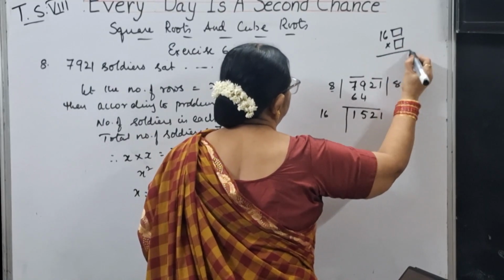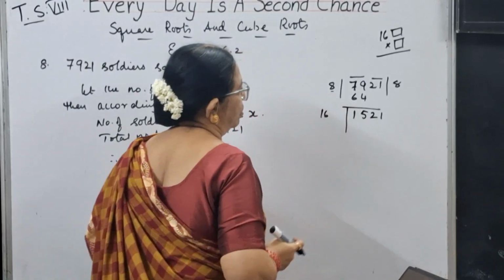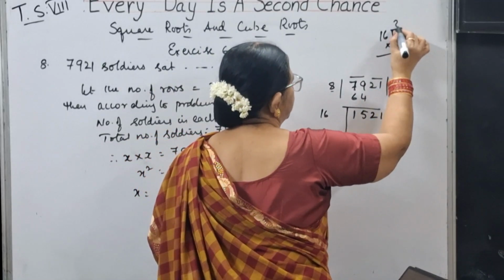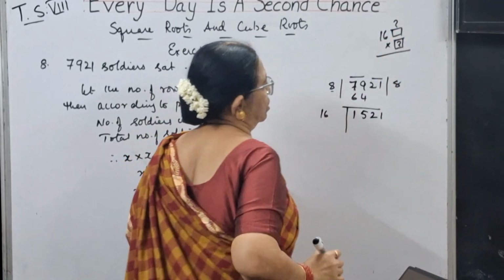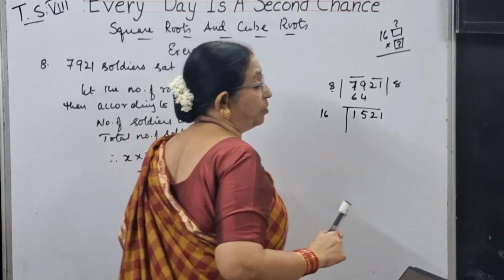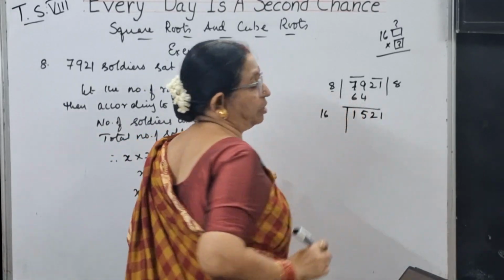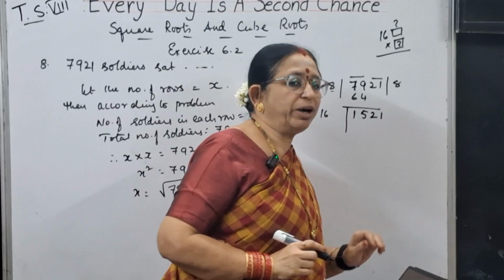If you multiply, you should get this value. So, what is this number? This is your question. What is this number? How will you find out? By seeing the units place. Units place 1 is there.